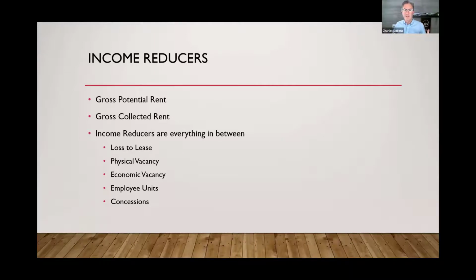Well, you might be thinking to yourself, why categorize that? Why do we even keep track of that? Because it helps us understand how well we're marketing our unit. It helps us understand what type of things we need to do, or how hard we have to work, in order to get that extra money. So that's a first example of an income reducer.